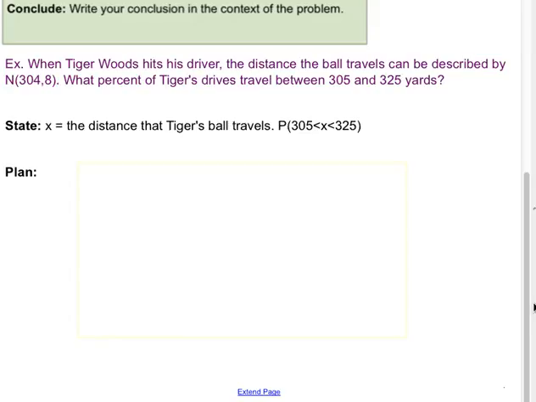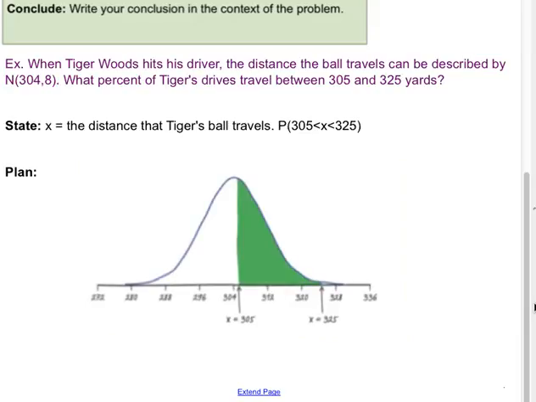So in the plan phase, remember, we're going to draw our picture, okay? And remember, to draw our picture, what we're looking for is putting the center, so 304, and then marking those standard deviation marks. 1, 2, and 3 standard deviations. This one, don't worry about being 4 standard deviations out, because that's virtually no area beyond those 3 markers. All right? So you always want to give me a quick sketch to show me what area you're looking for.